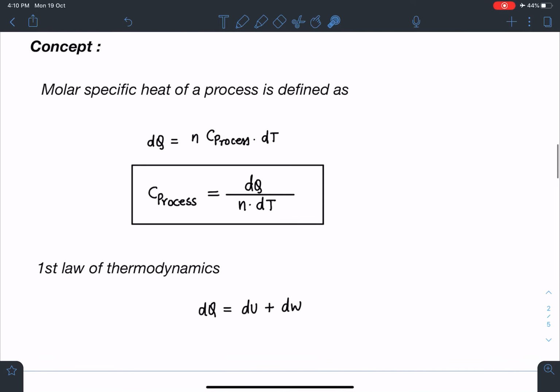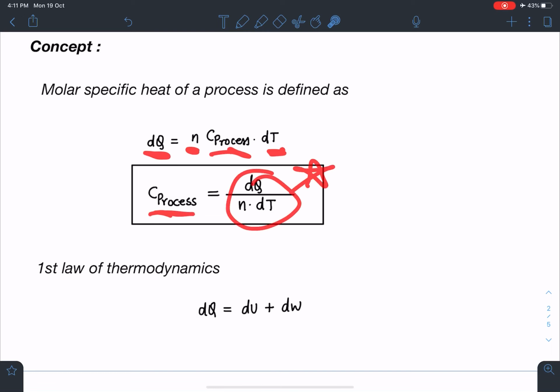So here molar specific heat of a process is defined as dq is equal to n C process dt. So C process is different from Cp, which is Cv plus R. It is different from that. Cp is molar specific heat when the process is isobaric, and Cv is molar specific heat when volume is constant or isochoric. So in general, for any process we can write dq is equal to n C process dt. So from here C process is dq by n dt. By the way, this molar specific heat is independent of number of moles, so whether you take 1 mole or n moles, the answer remains the same.